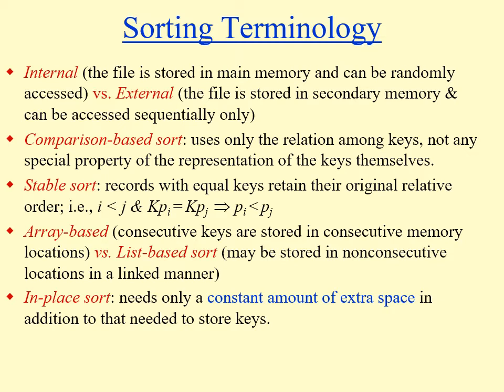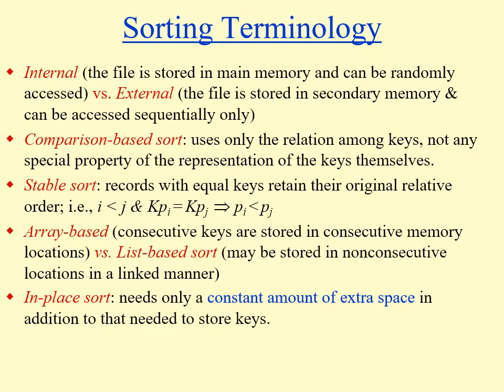The place of the number in the original sequence. And the kpi equal to kpj. Pi, pj means their position, correct? Their position. So k means the key. So kpi, kpj means for this key, this record, their keys are equal to each other. So kpi equal to kpj.